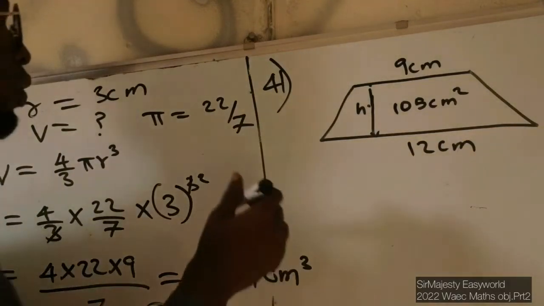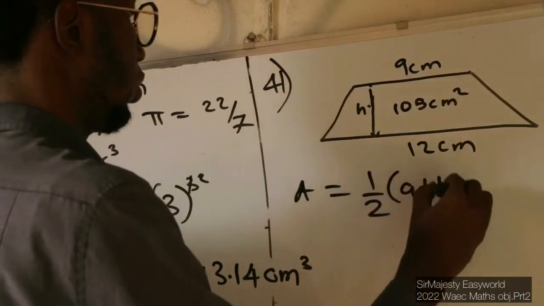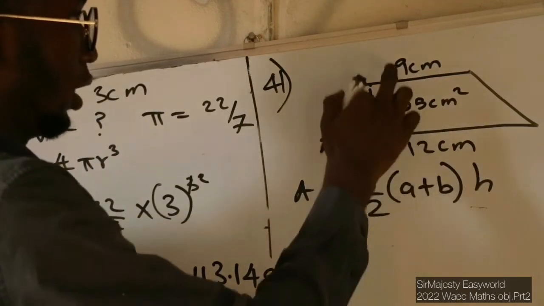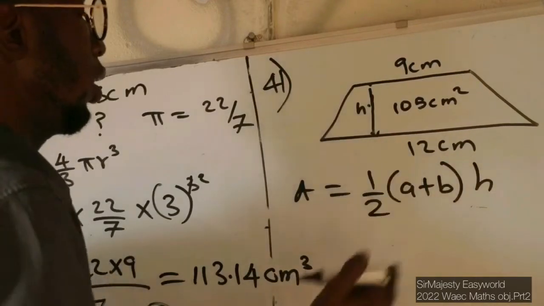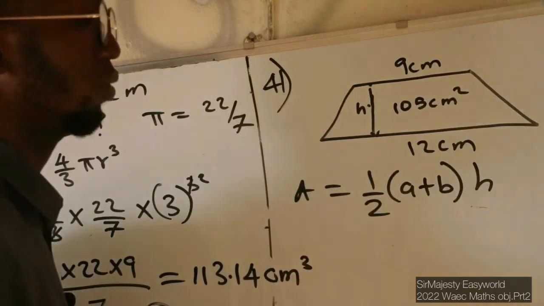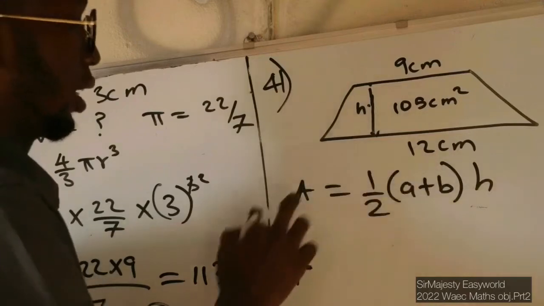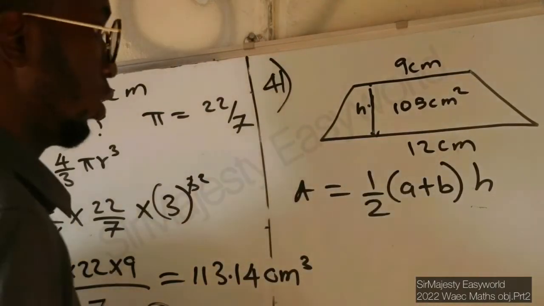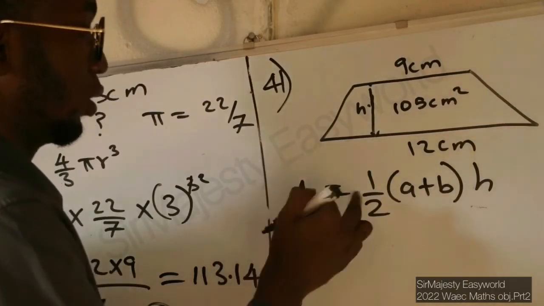Okay, so we know that area is equal to 1 over 2 (a plus b) times height, where a and b are the parallel sides of the trapezium, that is 9 and 12. So to solve this question, since we are looking for height, we can simply make h the subject of the formula from this equation and then substitute a and b to find the value of our h. So let's do this quickly. To make h the subject of the formula, we first of all clear this by multiplying both sides by 2.